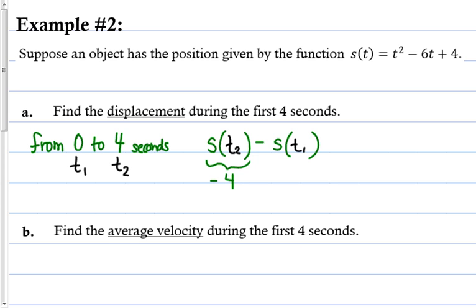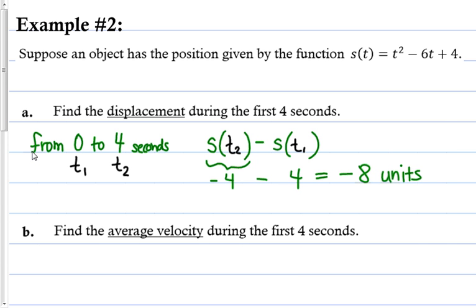And then I plug in 0, which is pretty easy. t squared, 0 plugged in is 0, minus 6 times 0, plus 4. Still 4. So -4 minus 4. So my displacement was -8. Now in this problem I don't have any units. Just to make me feel better, let's just write units. I don't know if this was feet, centimeters, whatever. So the displacement of this object, whatever it was, is -8 units.